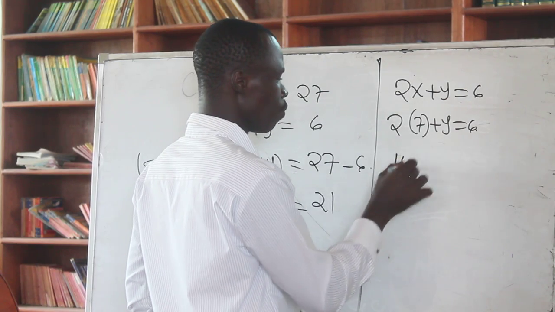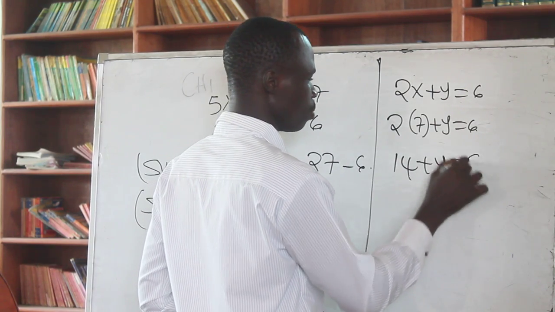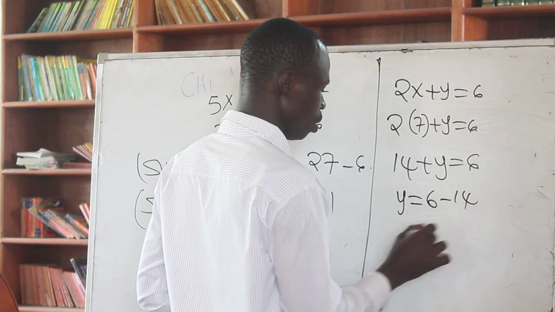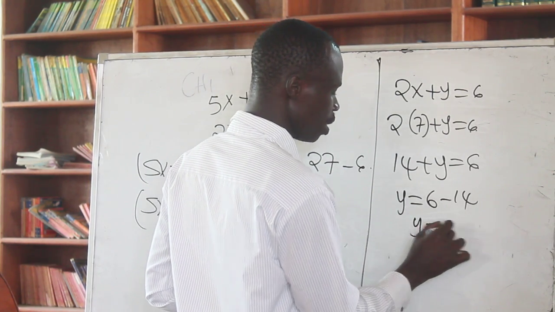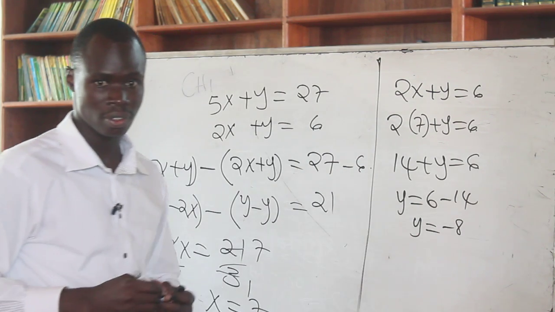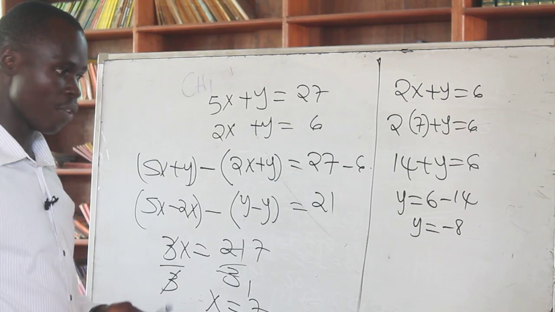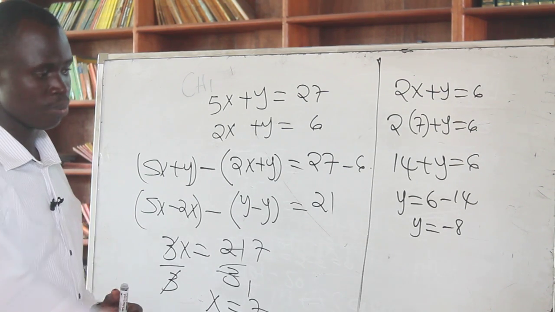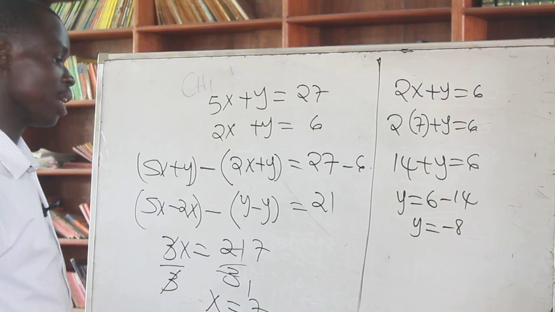So this will be 14 plus y equal to 6. So y is equal to 6 minus 14. y is equal to 8. So the first one, x is equal to 7 there. Then substituting the value of y becomes 78.